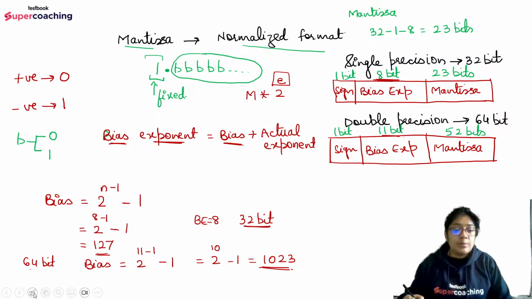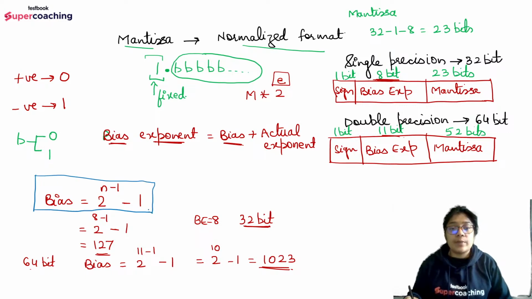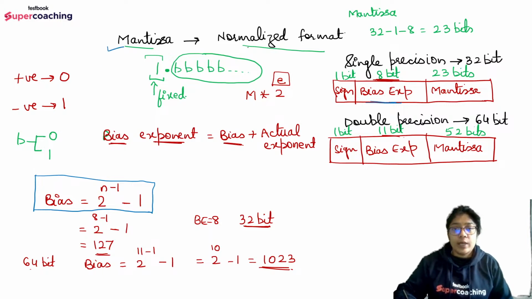So you should keep this in mind because usually directly आपको bias given नहीं होता है. So this is the formula to calculate the bias. Bias किसके basis पे calculate करोगे? On the basis of the number of biased exponent bits. This much is clear. So Mantissa should be in the normalized format.